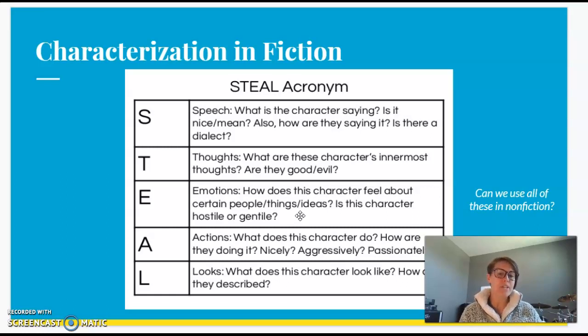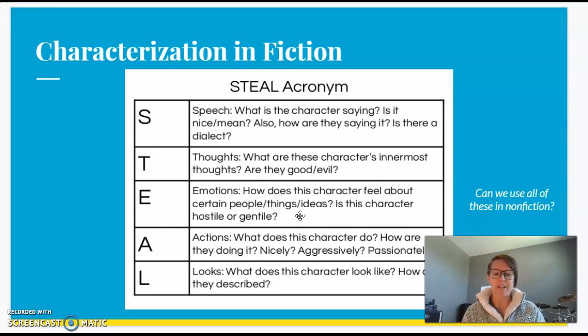Now, we could always focus on indirect, but we can also focus on direct. And so direct characterization in fiction is just going to be when the author tells us exactly what the character is like. So if you were to start a sentence with, this character is brilliant, or this character is determined, and then it gives us an example of how that shows up within the character, that would be a really good way for that direct characterization to manifest itself.